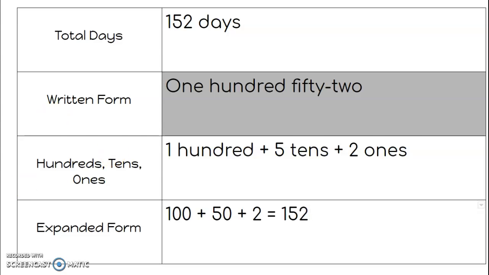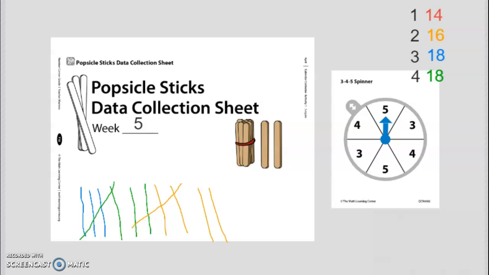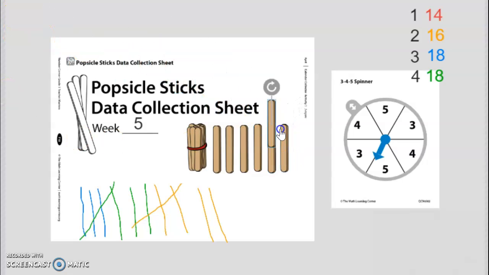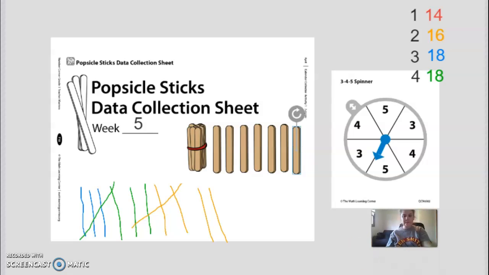Fantastic. It's our last day spinning. Let's see what we get today. A line. Let's spin again. 5. Ooh, exciting. There's my 5. 1. I'm actually going to move all these over. 2, 3, 4, 5. Awesome. All right, let's add 5 tallies as well.